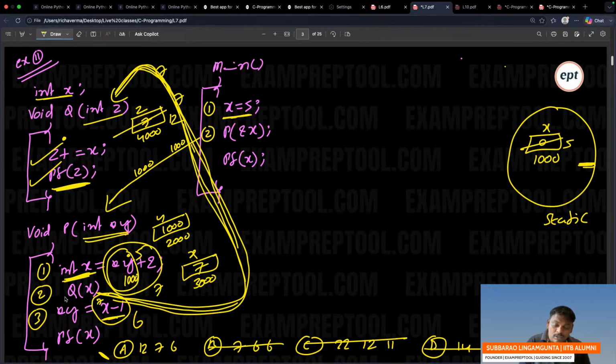Star y. What is the y? Variable means inside. Y is 1000. What is star 1000? The value inside 1000 is going to be 6. So from here, he changed that global variable because you have the address.